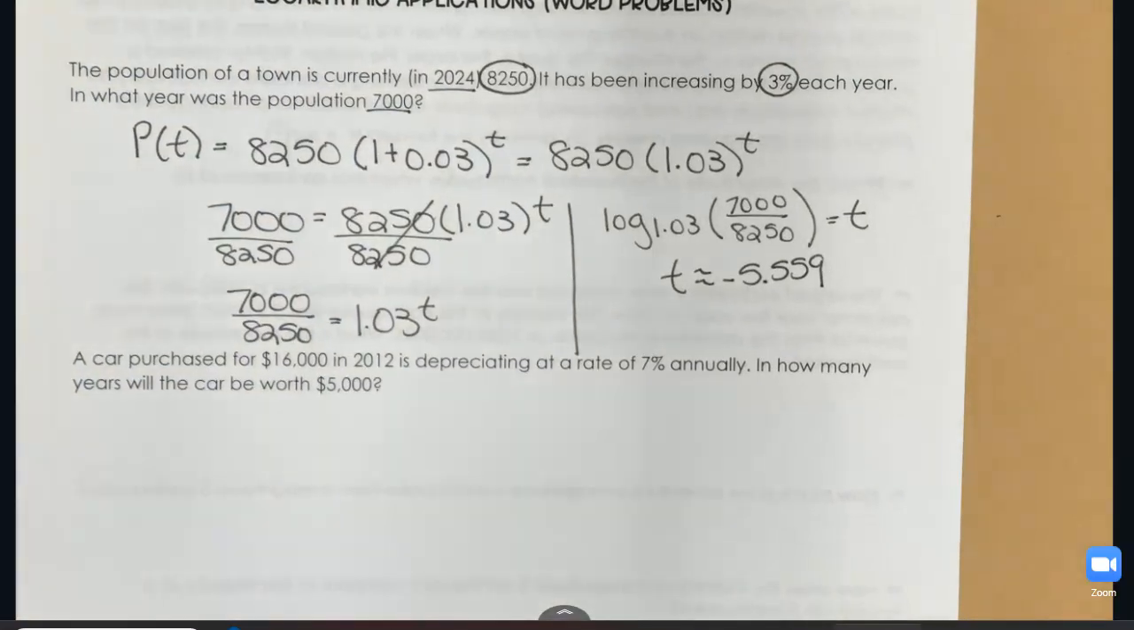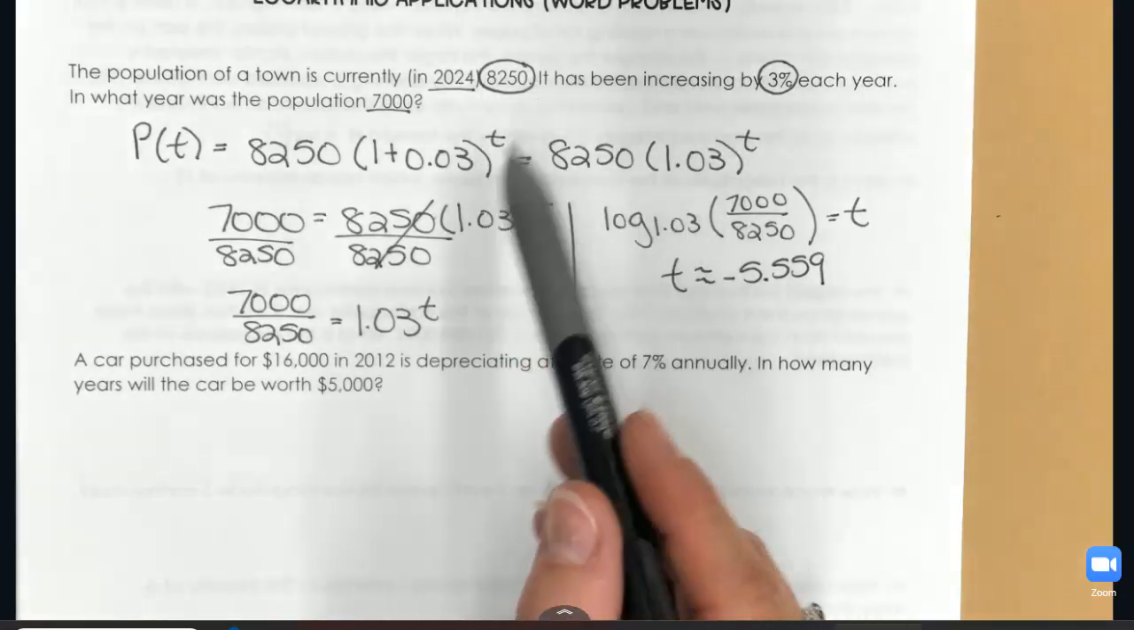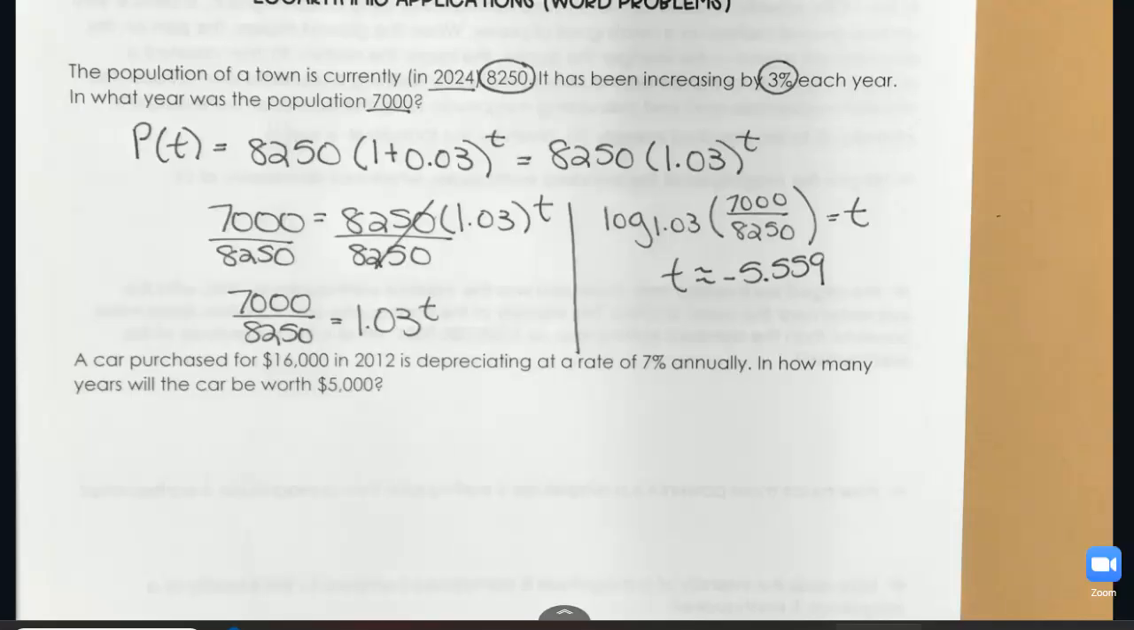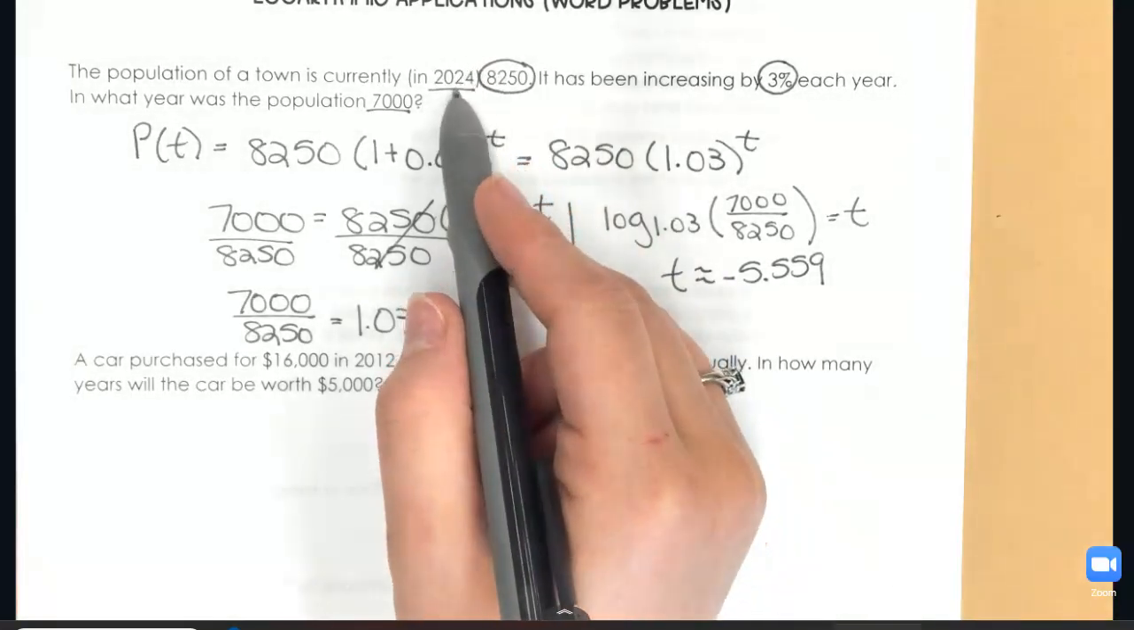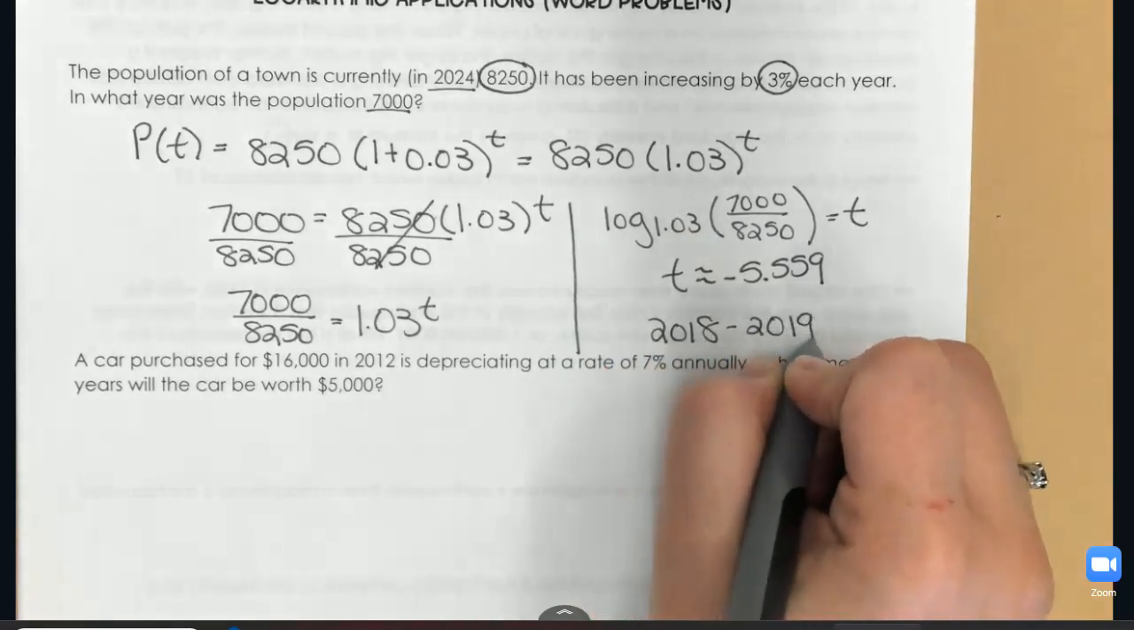Well, if our population has been growing, to find a time when it was less than it currently is, that means we're going to have to go into the past, back in time, about 5.5 years. So if we're saying present day is 2024, this is going to be sometime between 2018 and 2019 when that occurred.